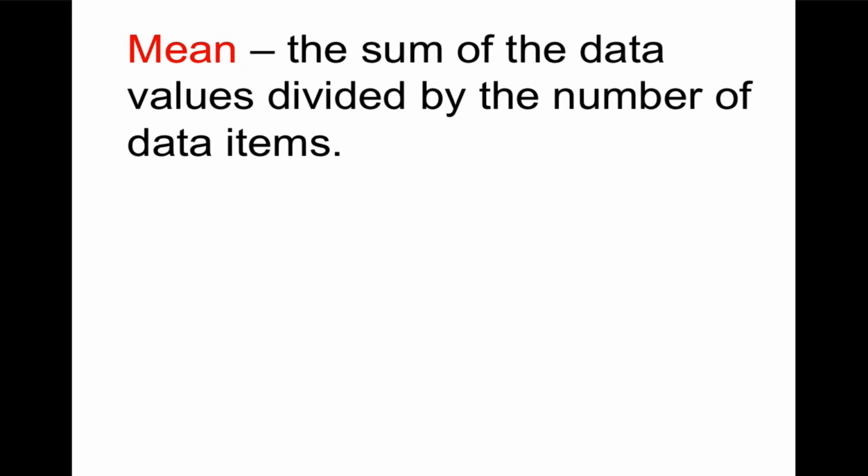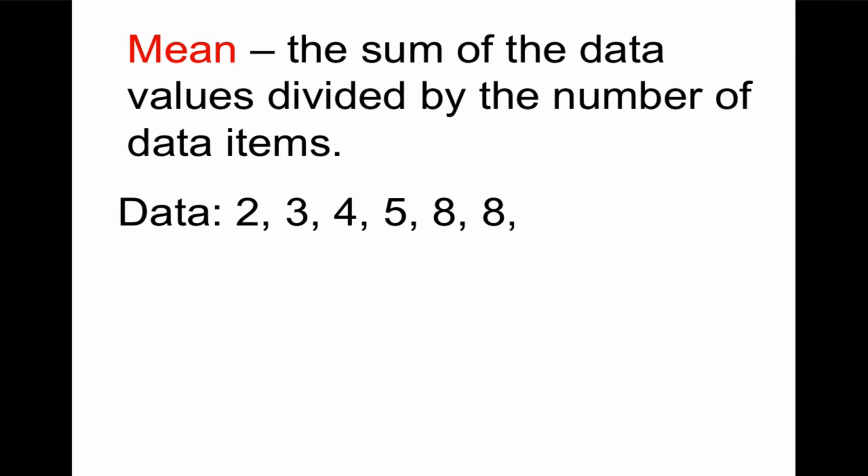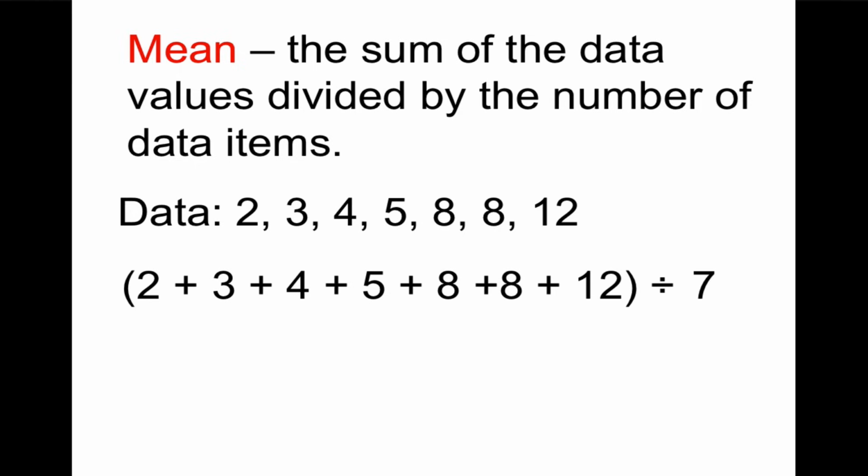Let's begin with the mean. The mean is the average that you've come to know. It's the sum of the data values divided by the number of data items. Okay, so in this case, with our data, first we want to add them up, and then how many numbers are there? I count 7 of them, so we're going to add these up and divide by 7. That's how you would find the mean. So adding these up, I count 42, and 42 divided by 7 equals 6. So the mean, or the average, equals 6.